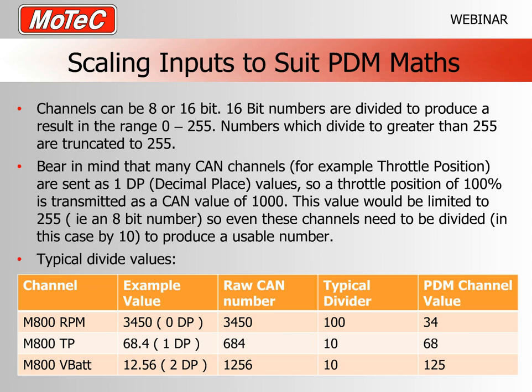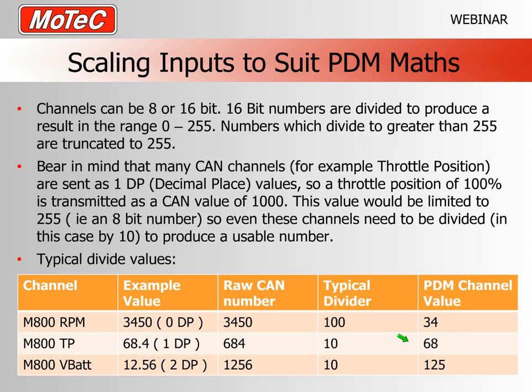So essentially, the normal CAN messaging, of course, doesn't know anything about decimal places, and so both the transmitting and the receiving device need to be set to match this data up. Typically, a number such as RPM is usually transmitted just as a single integer. So, for example, with an M800 RPM transmission of 3450 RPM, the raw CAN number that gets put onto the CAN bus, which is a 16-bit number, would be 3450. And then what we would do for the PDM is divide that number by 100 and we would get a scaled value of 34. In other words, each integer in the PDM channel represents 100 RPM. So this is a way of getting the correct scaling.